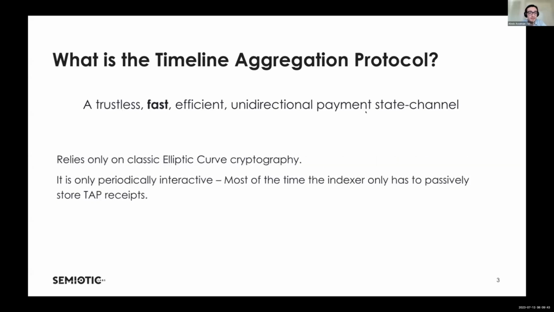So fast, because it relies only on classic elliptic curve cryptography. There's no funky stuff like ZK proofs, etc. So that's very nice. And it's only periodically interactive. From time to time, the indexer will have to communicate with the gateway to aggregate receipts. The rest of the time, the indexer just stores the receipts as they come from their queries.